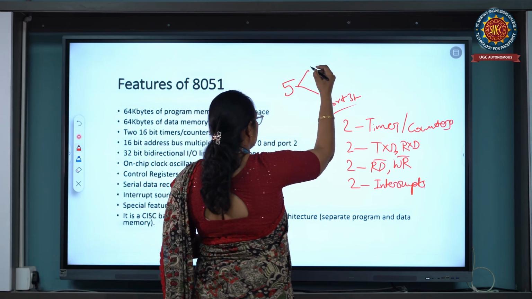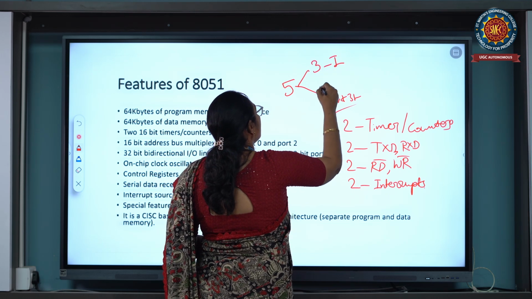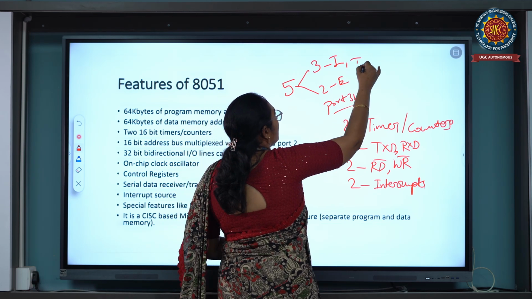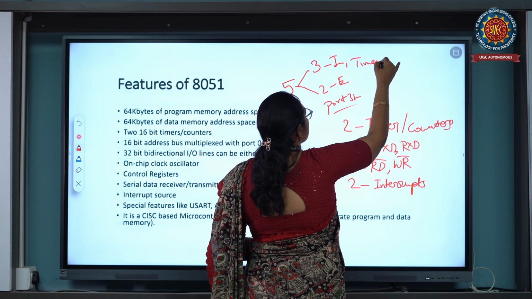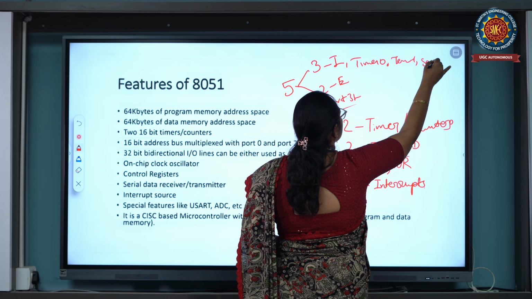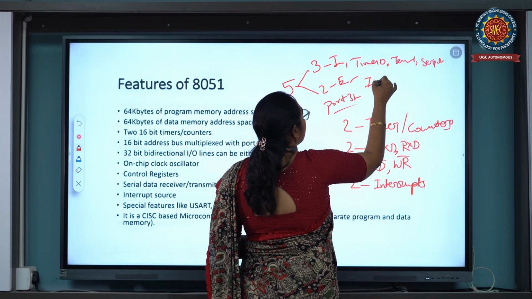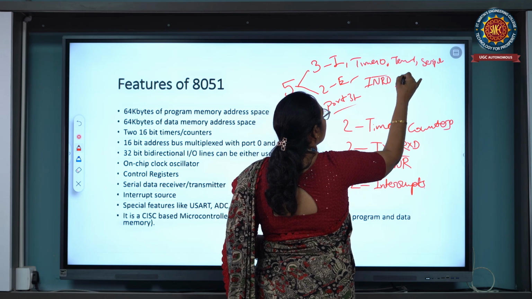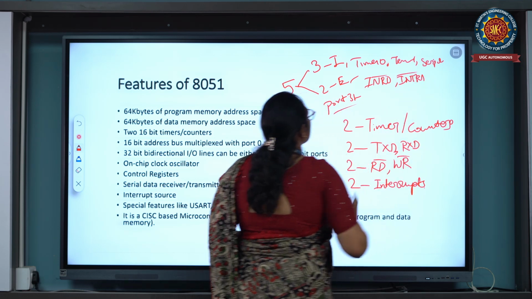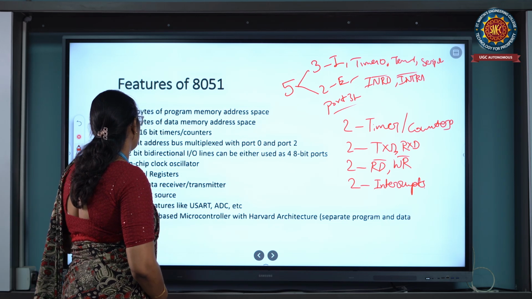Next, it has a total of 5 interrupts, consisting of 3 internal interrupts and 2 external interrupts. These 3 internal interrupts are obtained from the timers, that is timer 0, timer 1, and the serial port. And these external interrupts are INT0 bar and INT1 bar. These are the 5 interrupts in the 8051 microcontroller.